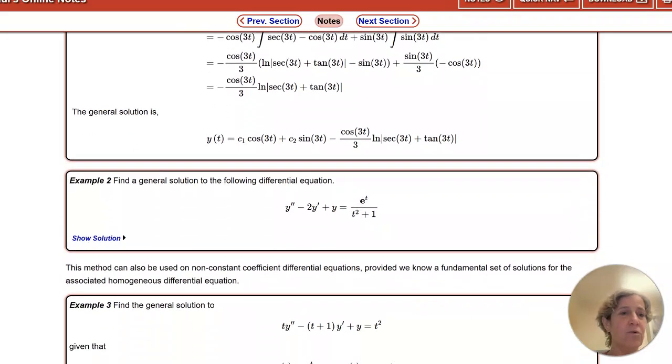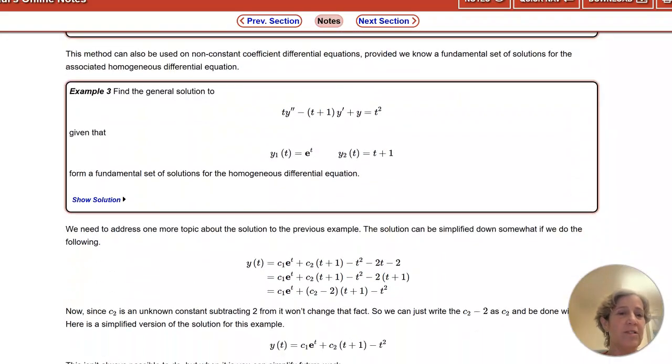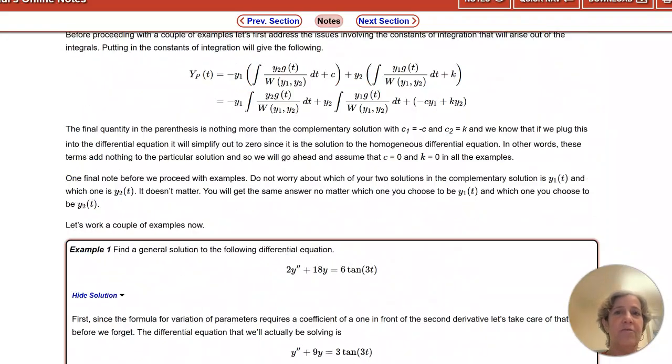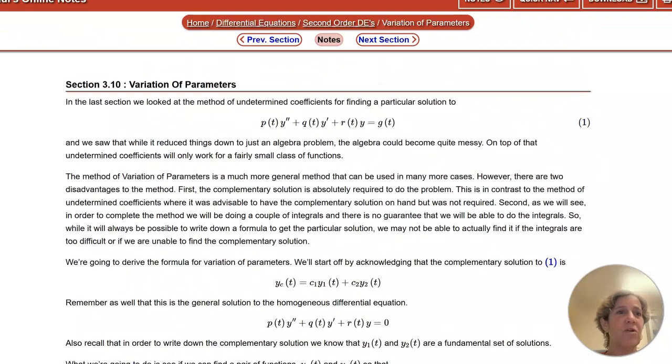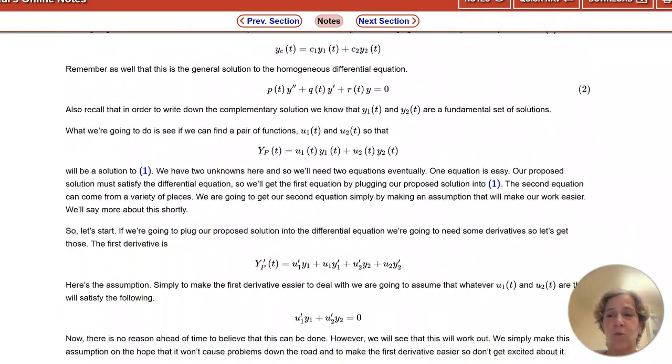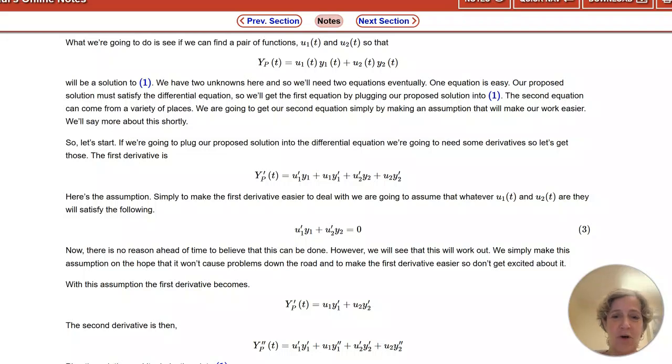This is also a great resource. Notice there's a lot of examples where you can click show solution. And then if you go to the top, I believe there's also a link for some practice problems as well. Not to mention, of course, the homework.